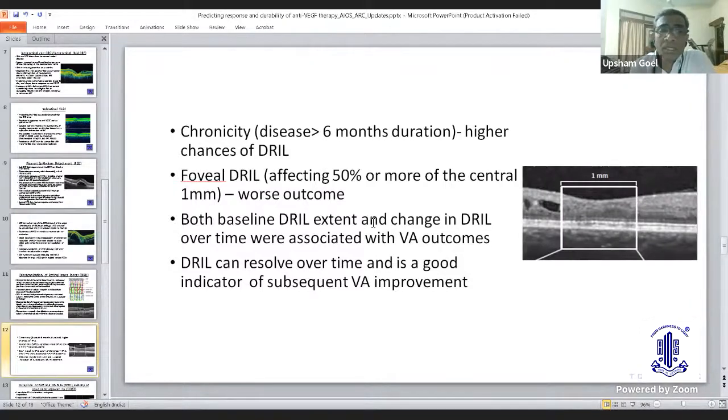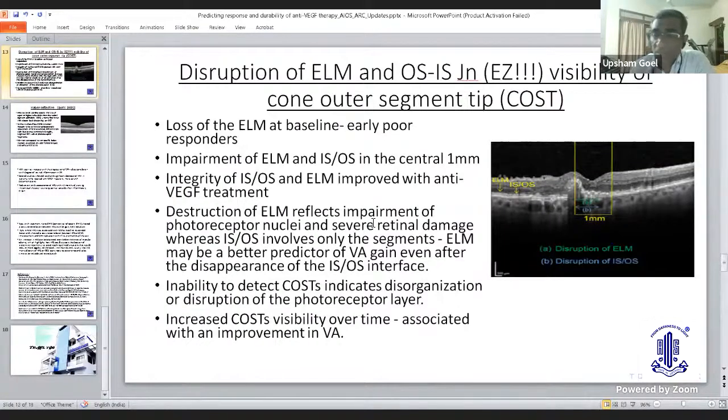Now, another interesting thing is that a lot of these biomarkers improve after VEGF therapy. And different VEGFs seem to have a different role in the quality of the return to normalcy of these biomarkers. Along with that is the disruption of the external limiting membrane and the OSIS junction.